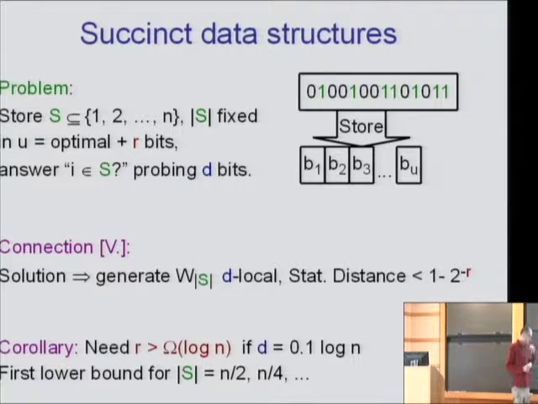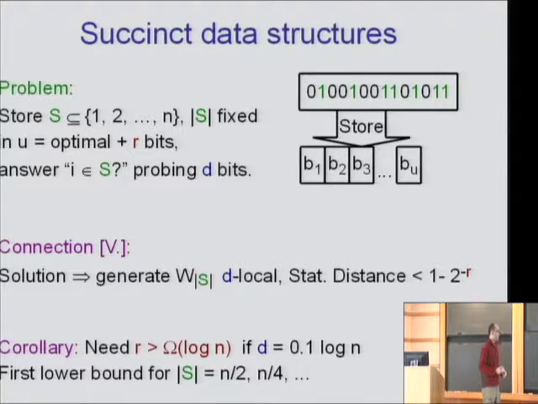Okay, so from the previous bound, as a corollary, you get that you need redundancy r which is at least logarithmic if d is like 0.1 log n. This actually is the first lower bound for sets of size n over 2 or even n over 4. So it's tight for n over 2, and for n over 4 it's not known to be tight, and that goes back to the previous problems from before.